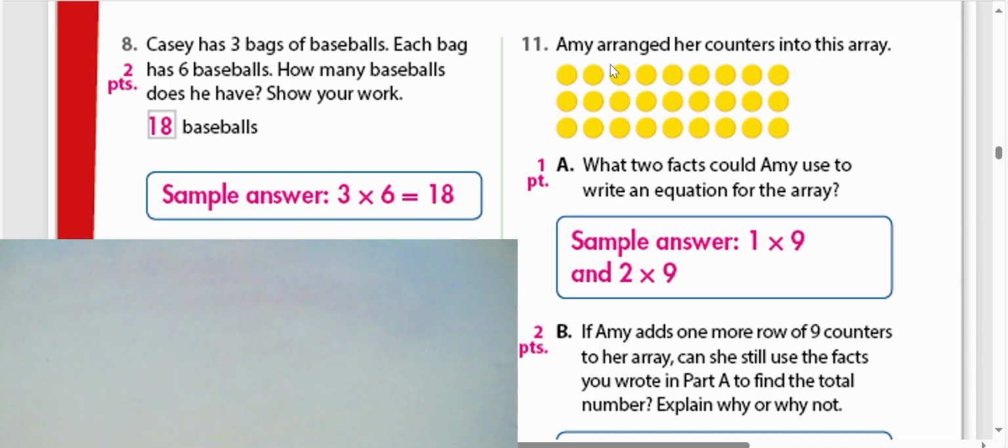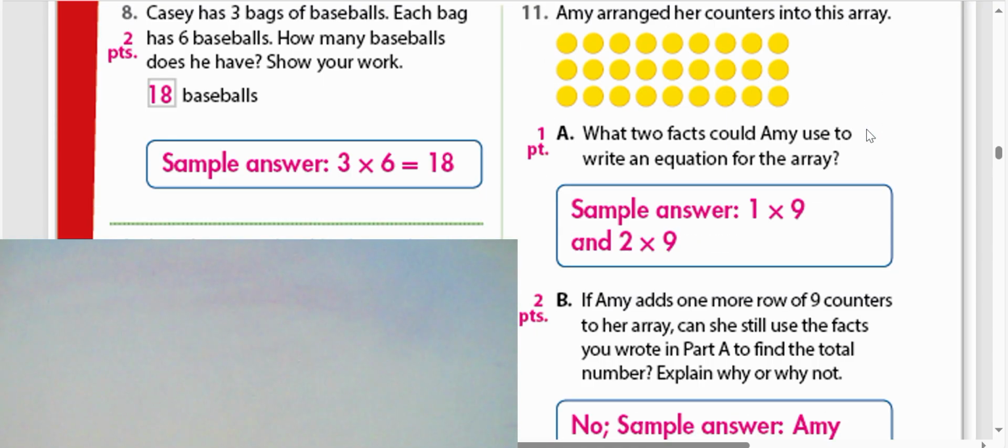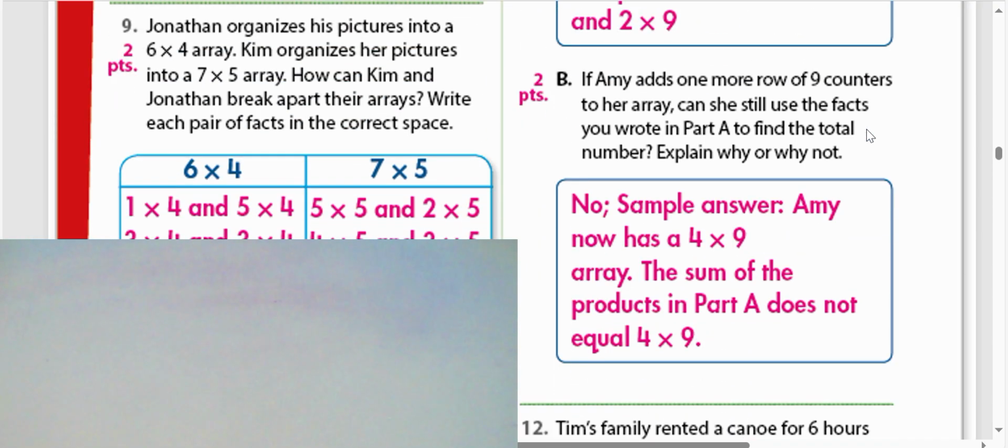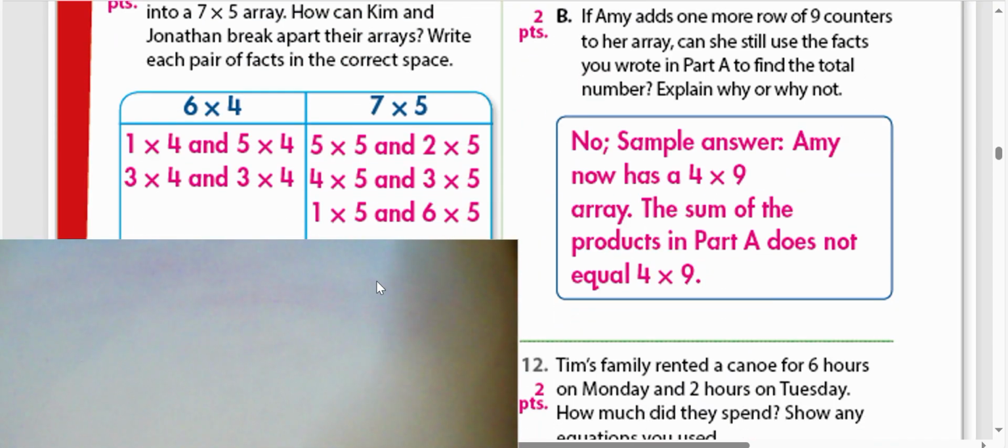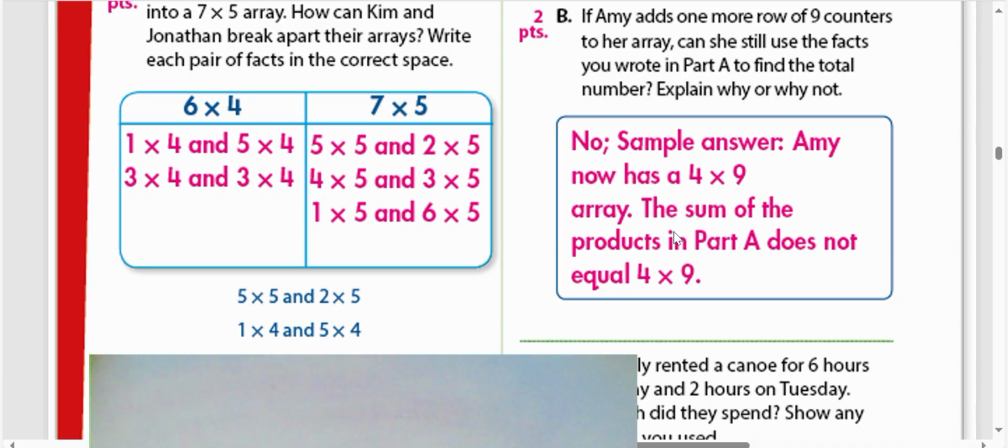Question 11. Let me arrange 18 counters into these arrays. What fact is double? And double here is distributed vertically. Or we can write it horizontally, 2 times 9 and 1 times 9. 2 rows, each row contains 9 elements. 2 times 9 equals 18, and 1 times 9 equals 9. The result will be 9 plus 18. Next question.